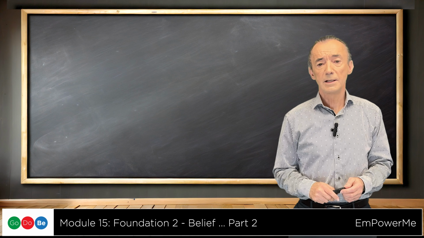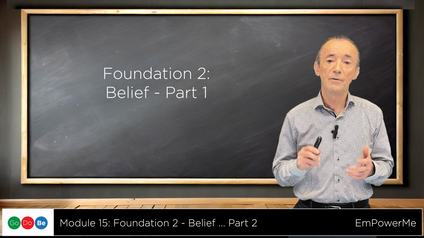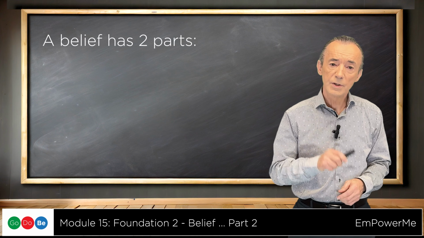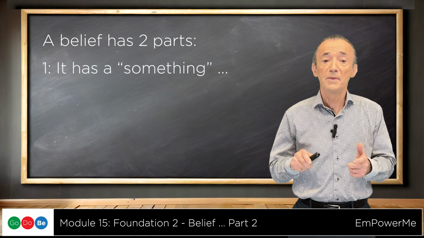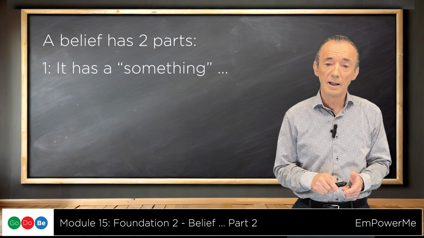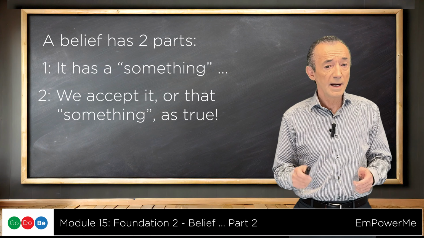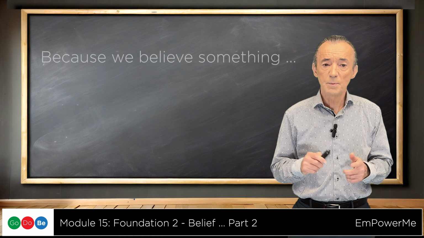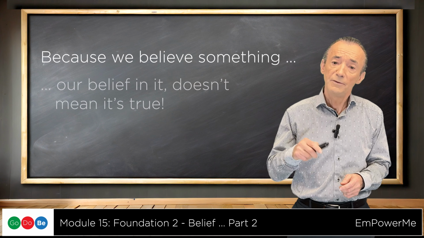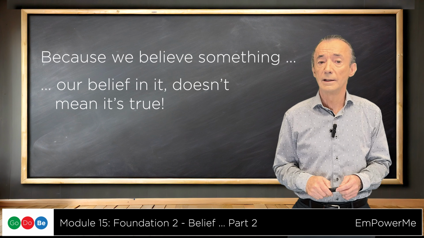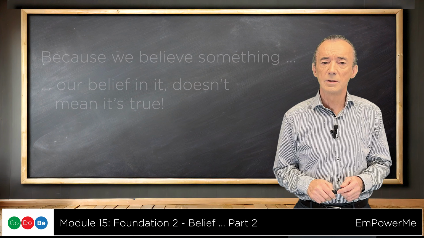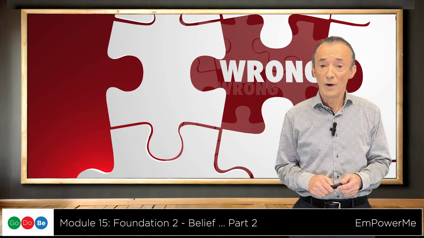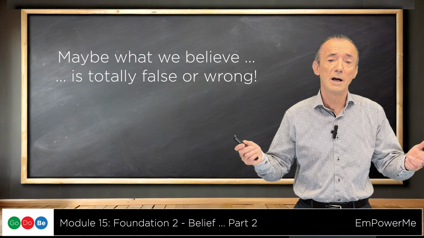In the last module, we began to explore the second foundation, that of belief, and we focused on the idea of what the heck is this thing? What does it mean to believe? We first discovered that belief requires that something be believed in, and second, that the belief in this something does not actually require that what we believe be true. Another way of looking at this is just because we believe something, our belief in it doesn't mean it's true, valid, or real. Which of course then leads us to this realization that maybe what we currently believe or what we've always believed might be false. It might be wrong, or it may be totally off the mark.